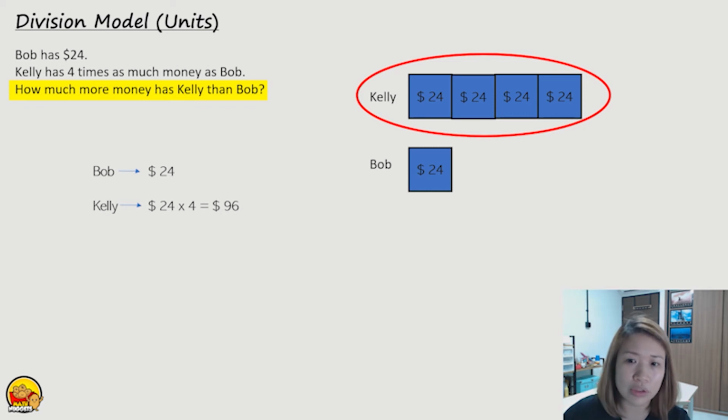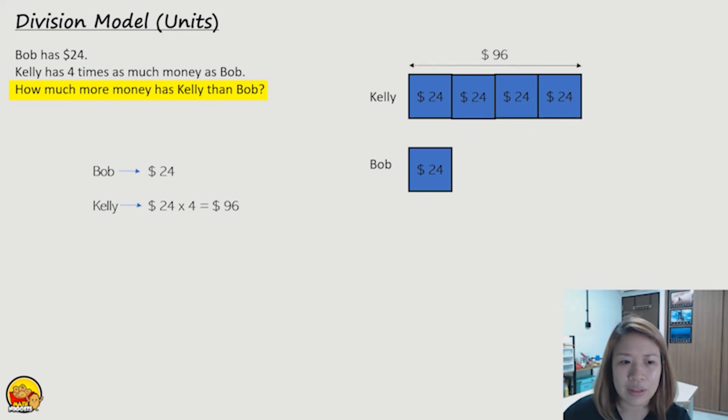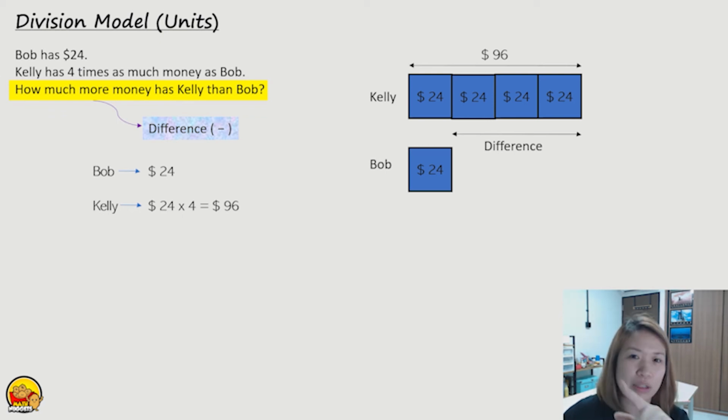So then how do we answer the question? How much more money has Kelly than Bob? When they ask us that, how much more? They're actually asking us for the difference. Okay, so when they're asking us for difference, what do we do? We will minus to find the difference, okay? So the difference in the model would be this part. The difference is the part in the model that's sticking out. So you can see the 3 units there, they are the ones that's sticking out, which means that that's the difference.